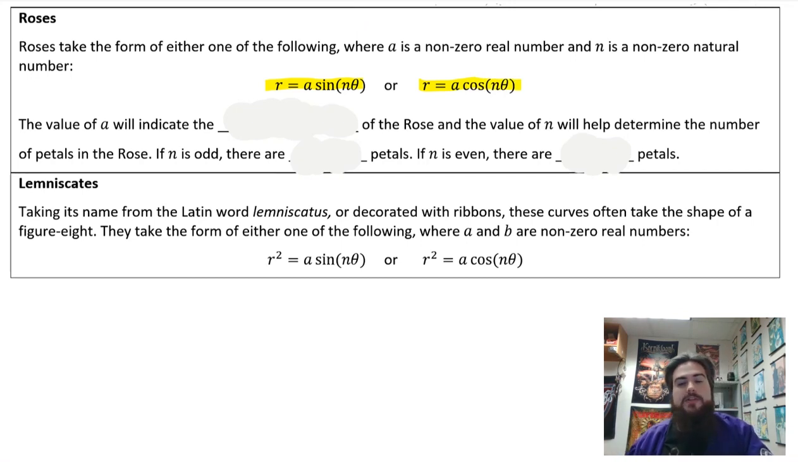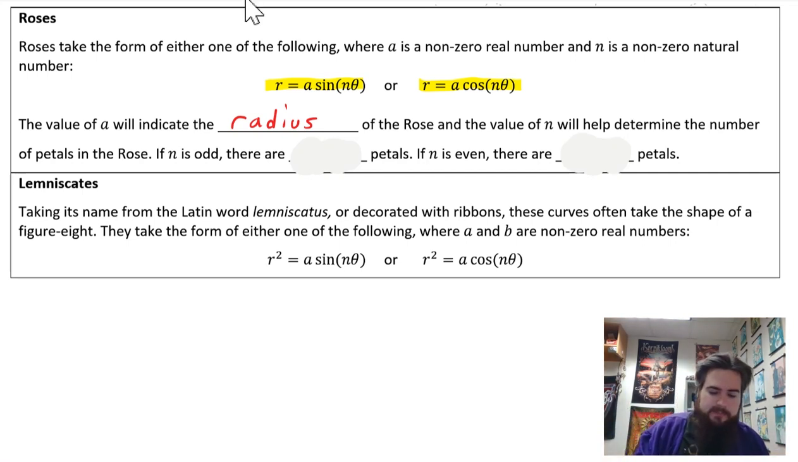A couple of these curves should have been demonstrated in some of the examples in this section. The value of a, the coefficient on the trig function sine or cosine, will indicate the radius of the rose. By that I mean it will indicate the radius of the circle within which the rose sits.